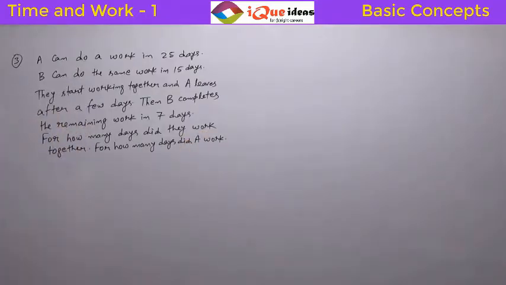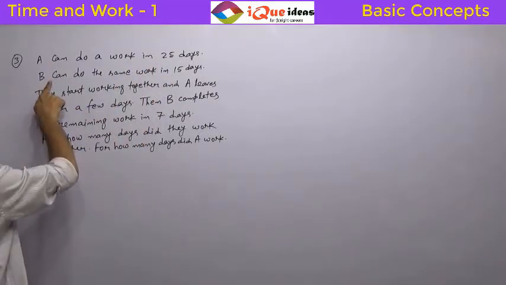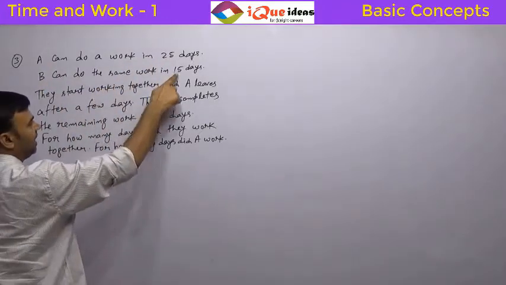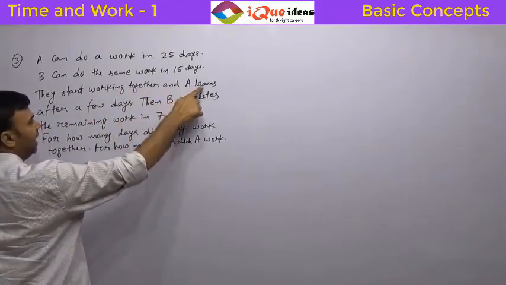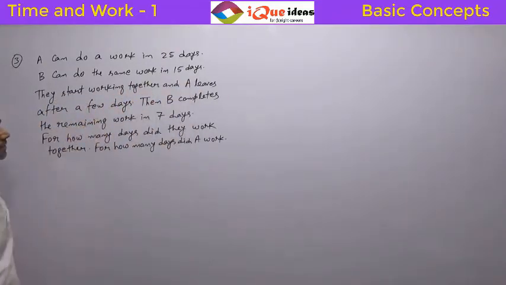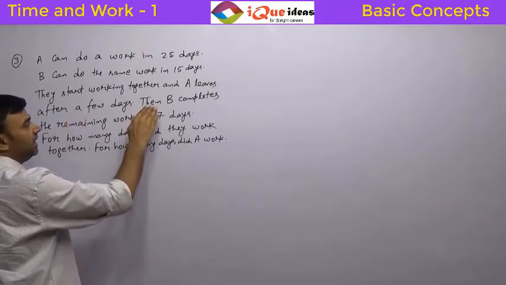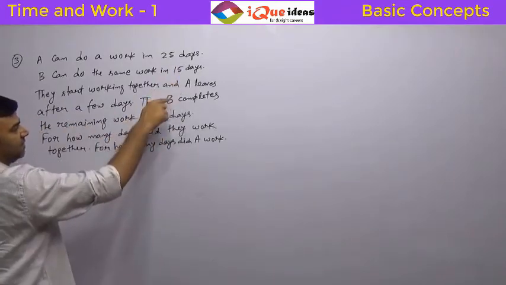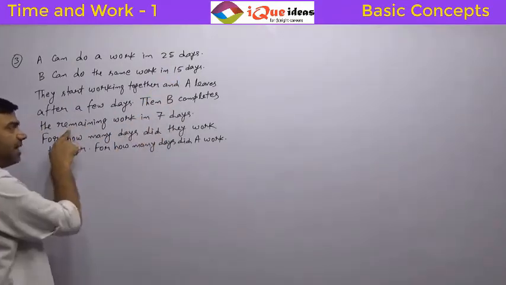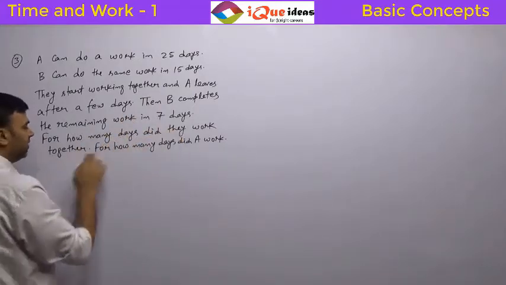Now let's take this third question. It says A can do a work in 25 days. B can do the same work in 15 days. They start working together and A leaves after a few days. Right? So they start working together, then A leaves after a few days. Then B completes the remaining work in 7 days. Remember, A has left, so B is alone, completing the remaining work in 7 days. So the work is finished. Right? For how many days did they work together?